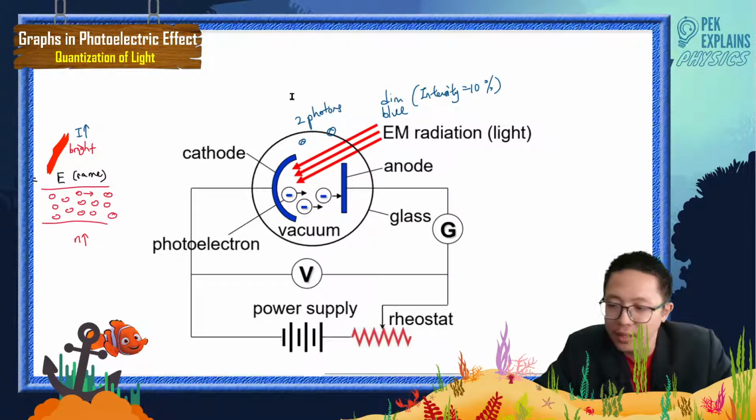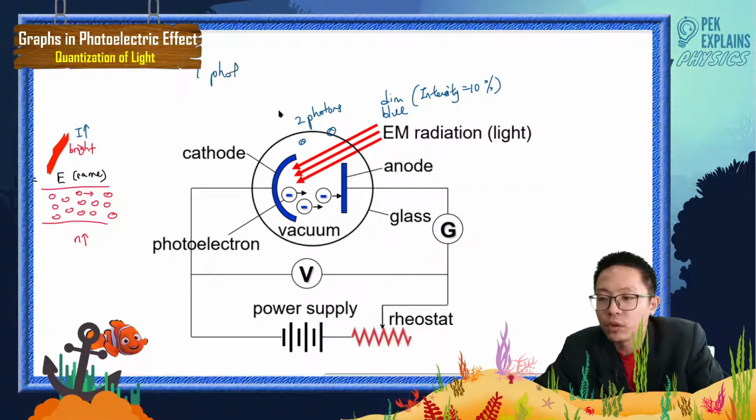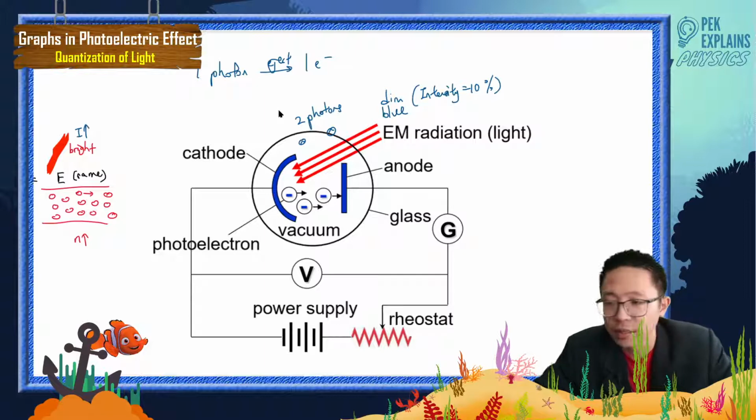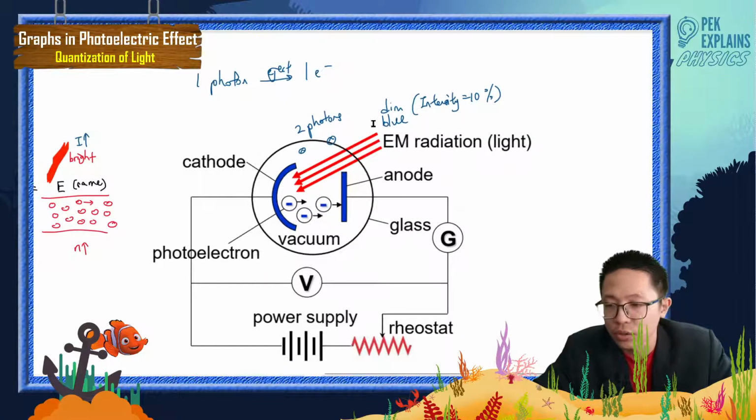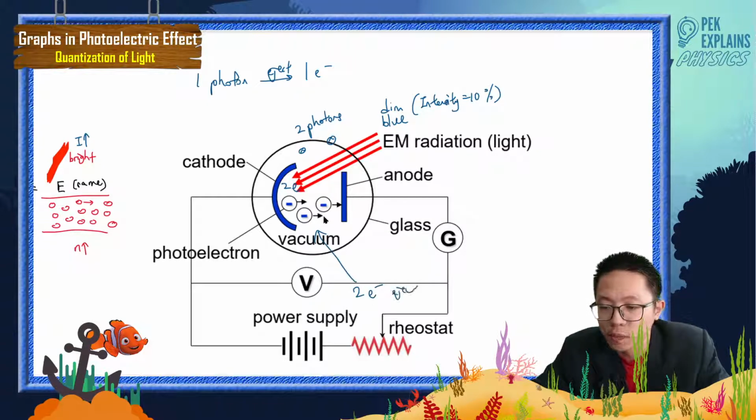So how many electrons will be ejected? If 2 photons are coming, 1 photon ejects 1 electron, isn't it? 1 photon only ejects 1 electron. So if 2 photons are coming, how many electrons will be ejected? There will be only 2 electrons ejected.